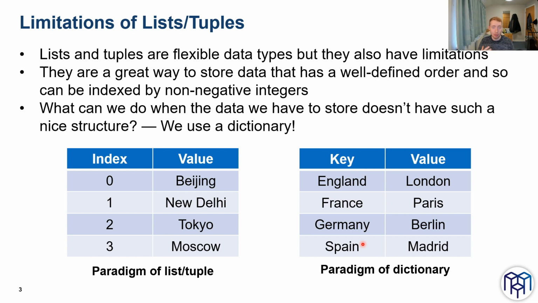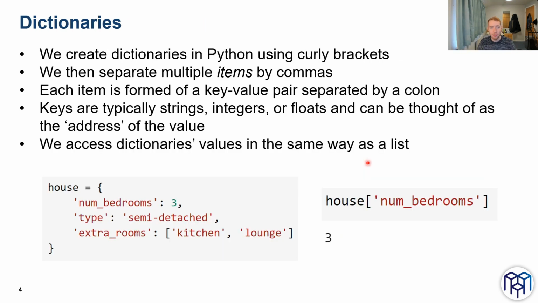It's very similar to a list or a tuple, but rather than indexing by non-negative integers, we index by whatever we want. And we change the terminology from an index to a key, because you can think of a key as something that opens a door to whatever value you want. Or you can maybe think of it as a key on a map that tells you how certain symbols map to certain real-world objects. And so we create a dictionary in Python using curly brackets.